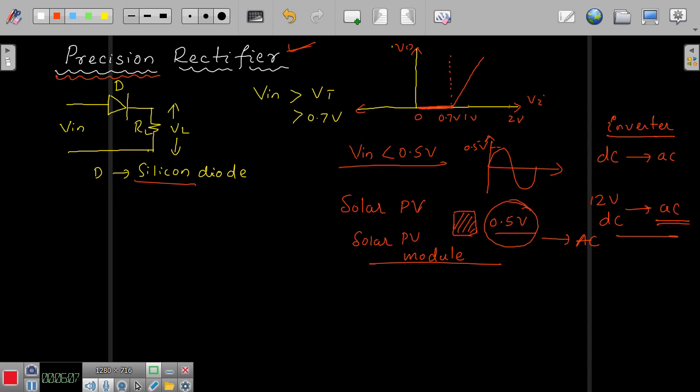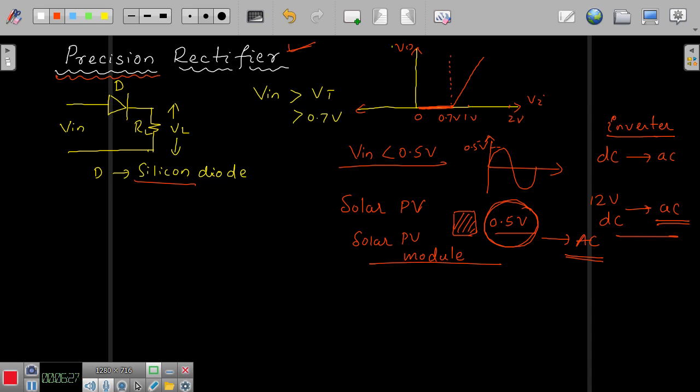In such cases, if you want to have the inversion at the solar cell itself, then probably your conventional diodes cannot be used there, right? So this is one example which I wanted to take. Like this, there could be so many examples, right?